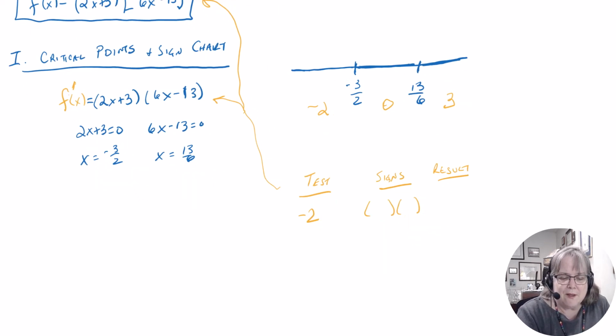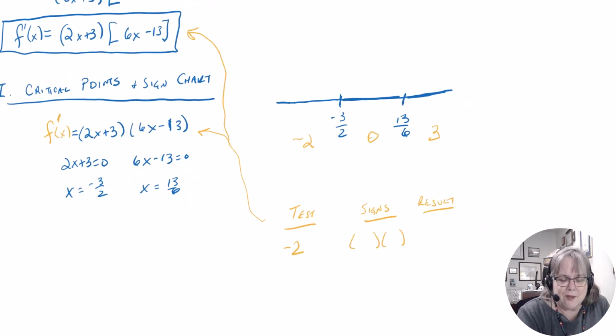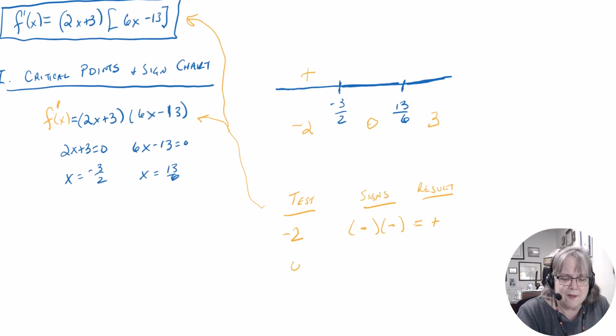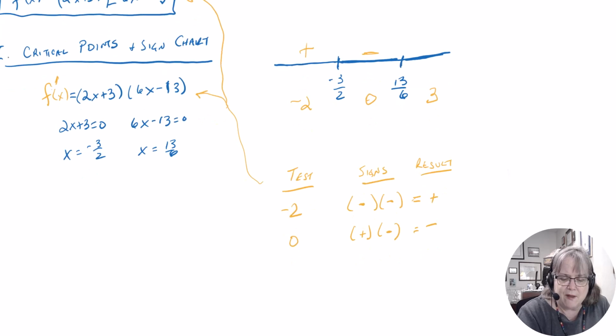All right, so 2 times negative 2 is negative 4 plus 3 is negative. And 6 times negative 2 minus 13 is going to be negative. So the result is positive. So this is going to be all positive numbers. Then you would pick 0. 2 times 0 plus 3 is positive. 6 times 0 minus 13 is negative, so this is negative. All the values in there are negative.